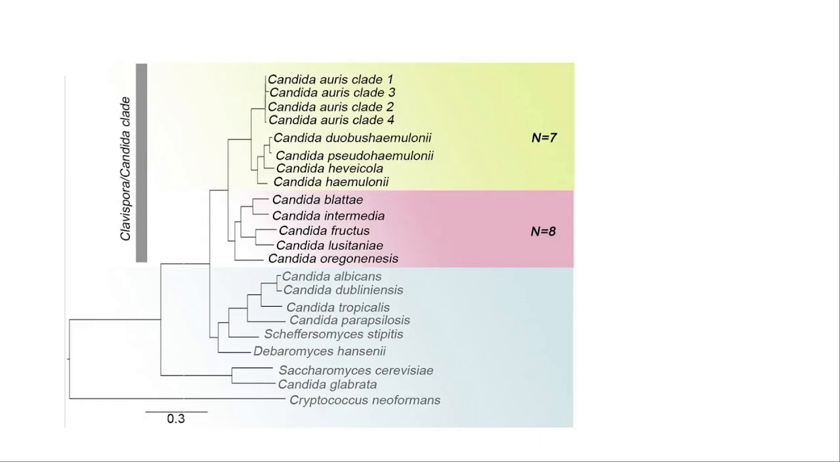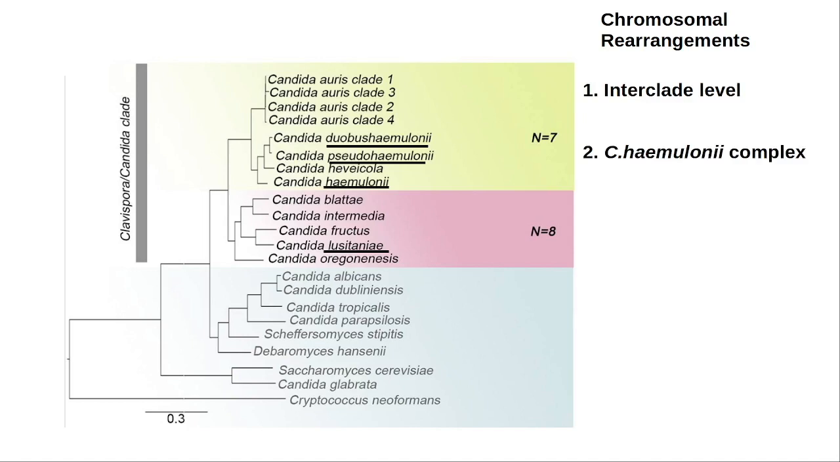Candida auris is a sister species to three multi-drug resistant fungal pathogens, namely Candida duobushaemulonii, Candida pseudohaemulonii, and Candida haemulonii. These species are also closely related to another human fungal pathogen, Candida lucernea. Here the numbers 7 and 8 represent the number of chromosomes. We studied karyotype alterations in three stages. First was interclade pairwise comparison. Second was comparison with the haemulonii complex, which had Candida duobushaemulonii, Candida pseudohaemulonii, and Candida haemulonii. And then third was the comparison with Candida lucernea.